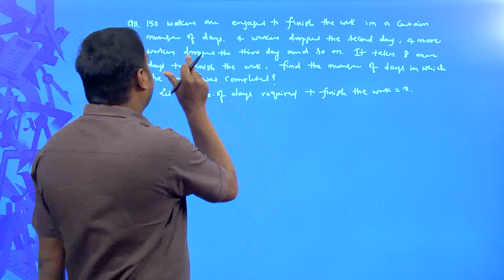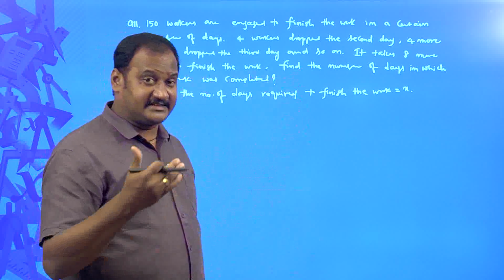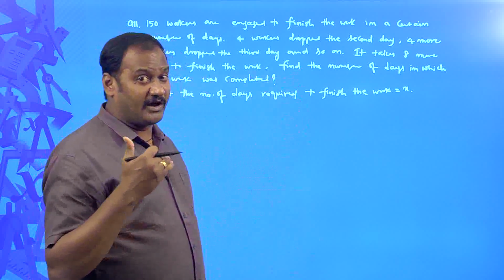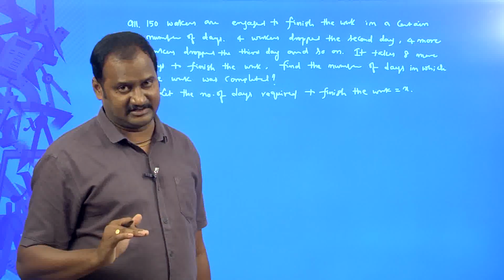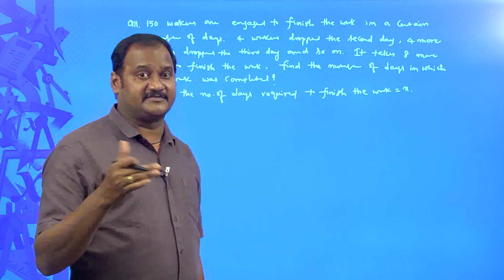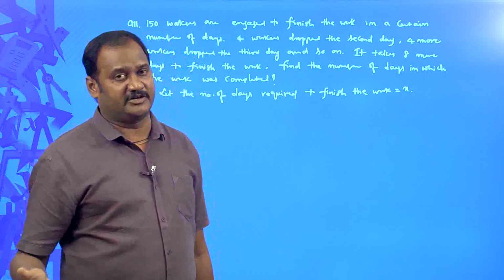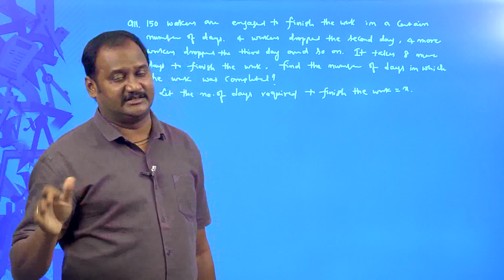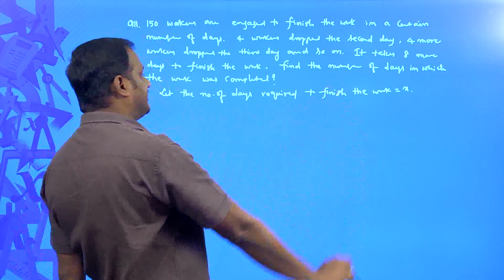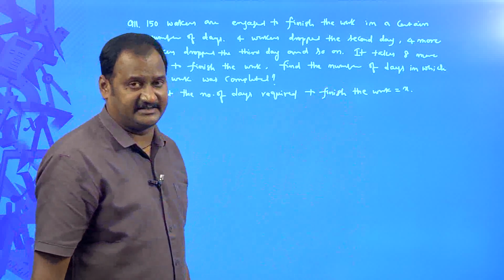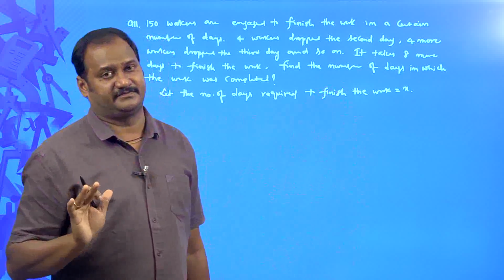So, on the initial day there are totally 150 workers, and then the next day there are 150 minus 4 workers, that is nothing but 146 workers. On the next day 146 minus 4 is nothing but 142 workers, and so on. We do not know how many days the work will take to be completed. So, that is why I am taking the total number of days required to finish the work as x days.